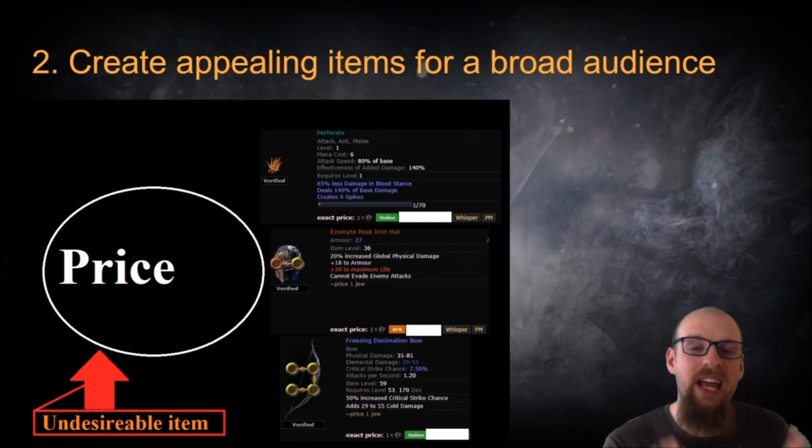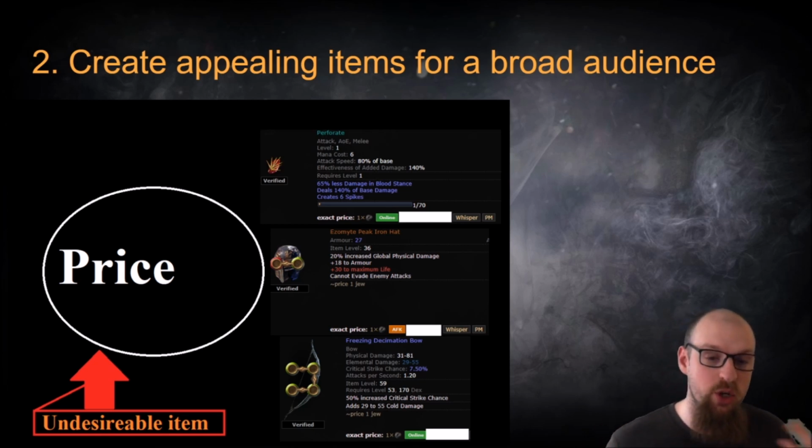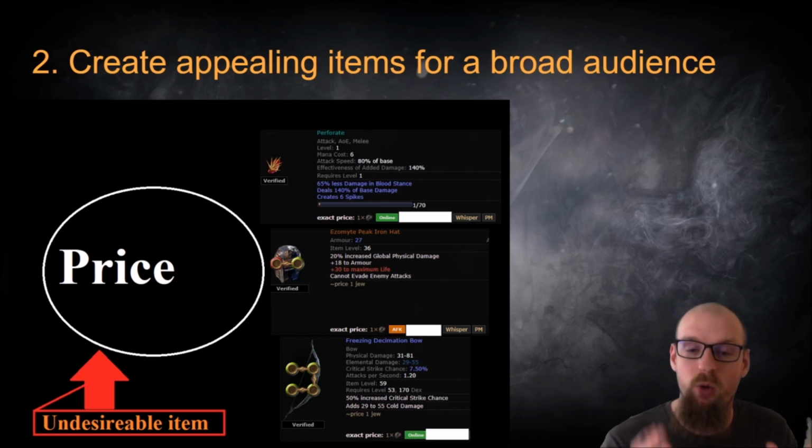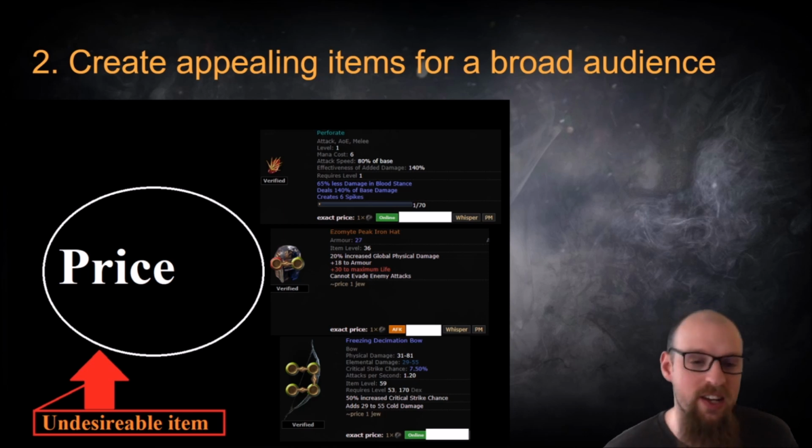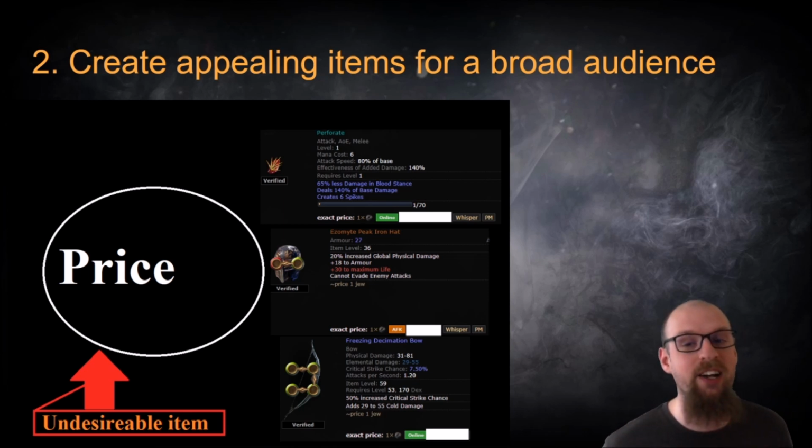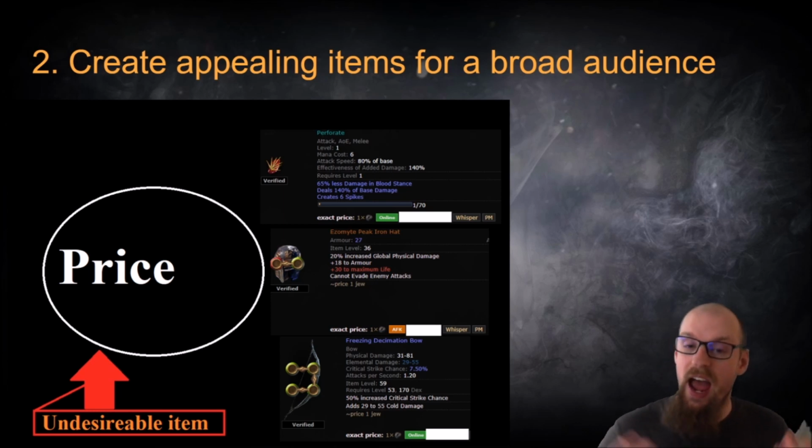We want to create appealing items for a broad audience, and one factor out of a 2-factor scenario in this new spectrum that we've got for this lesson today is price. We want to create something that has got the right price to attract a broad audience. Now in this circumstance, I've pulled up 3 items that have got a great price point that might attract a broad audience. After all, most players probably have got at least one jeweler orb to trade.